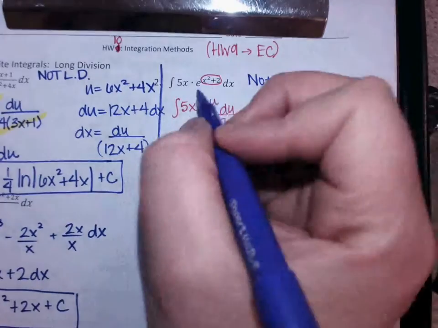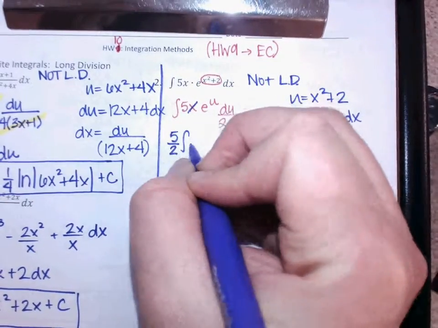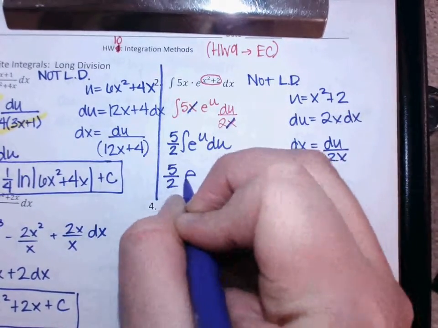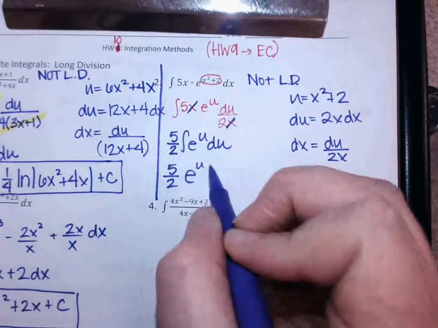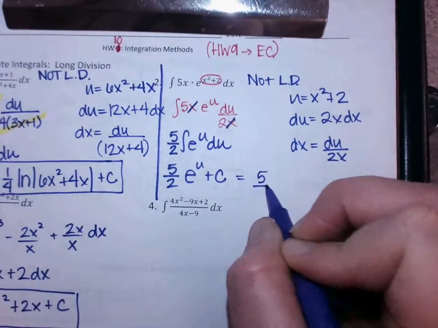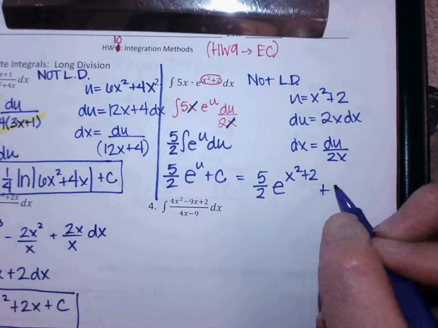Okay, so 5 over 2 is going to be my front number. Then what is the integral of e to the u? e to the u again. Now, e to the u plus c, and then you would rewrite and plug your x stuff back in. So it would be 5 over 2 e to the x squared plus 2 plus c.